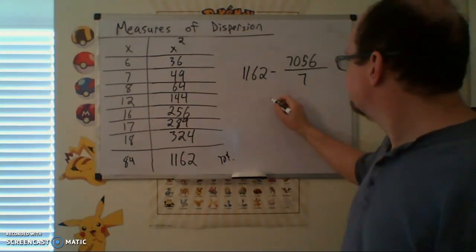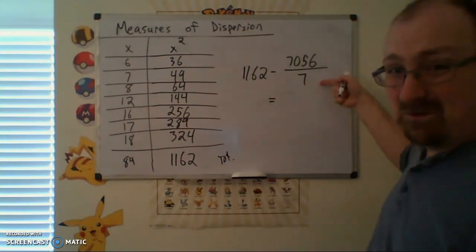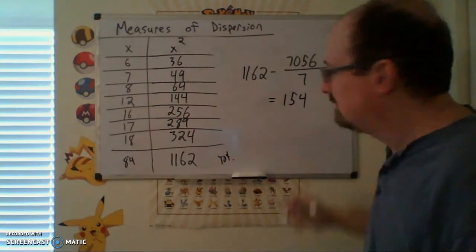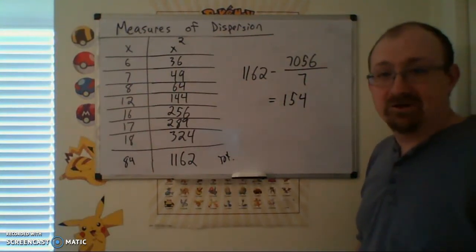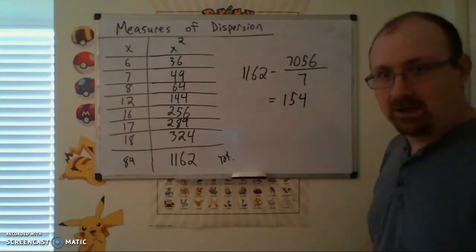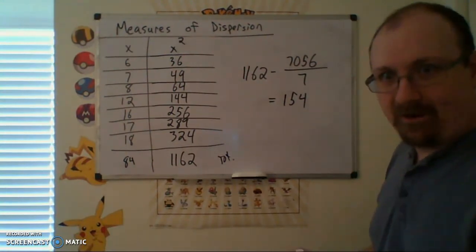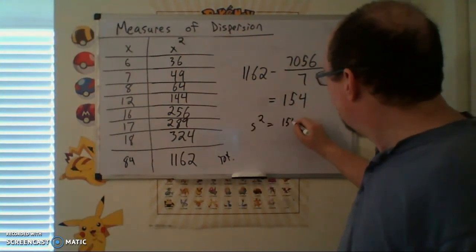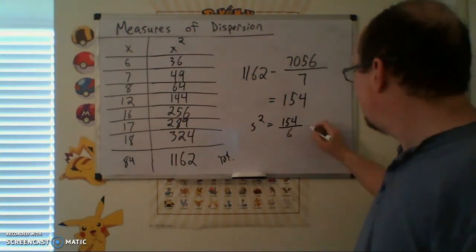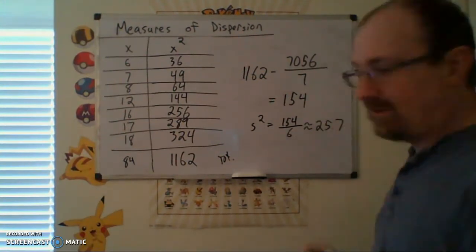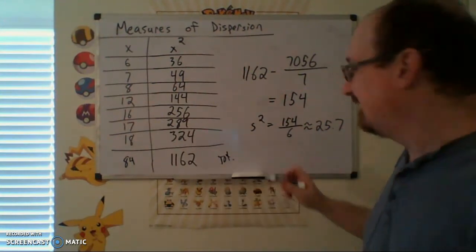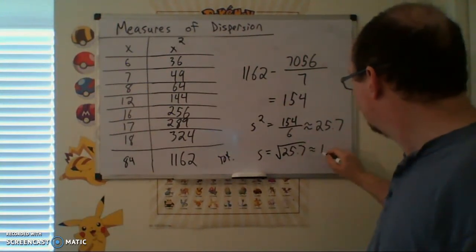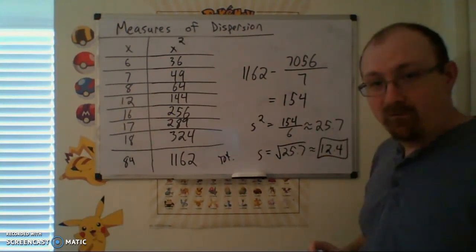All right. So from here, when I do that subtraction, like I said, this would give me 1,008. 1162 minus 1008. That number should look familiar. We get 154. So yeah, from here, we're essentially at the same place we were at in our variance calculation via the other method. Now, I divide that 154 by one fewer than my data values. So I got the 25.7. To get my standard deviation, I take my square root, and I get 12.4 again.